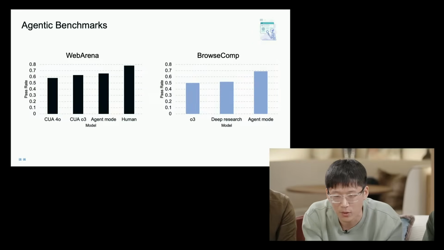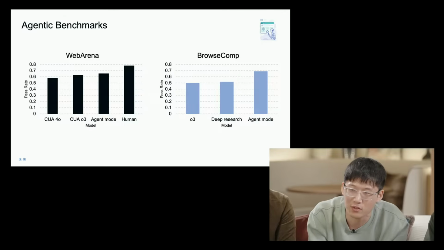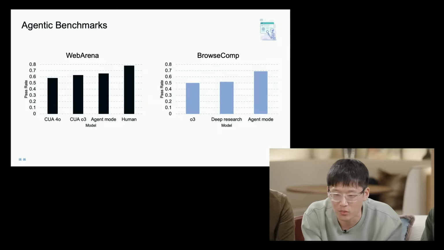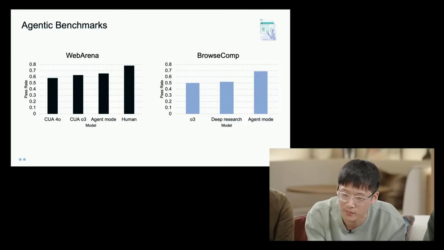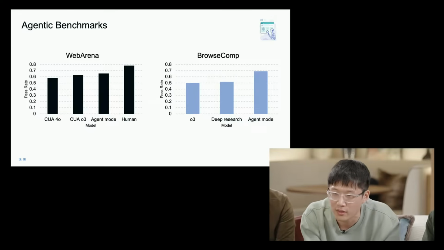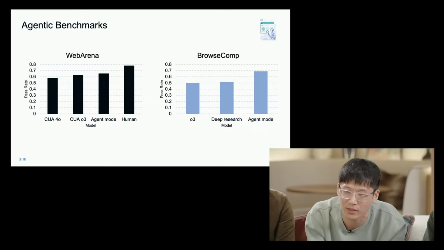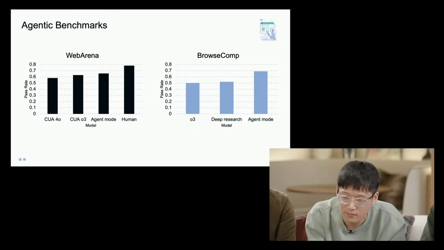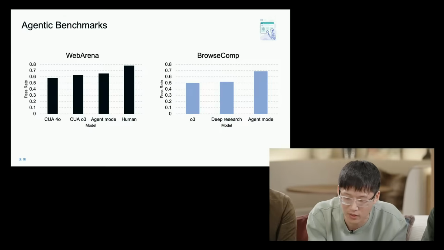Next, we evaluate the model on two agentic benchmarks. WebArena is a benchmark that measures web agents' ability to solve real-world web tasks. The agent model improves over the previous o3 model that powers the core. BrowseComp is a benchmark we introduced earlier this year that measures a browsing agent's ability to search and locate information. The agent model significantly outperforms o3 and deep research on this benchmark, achieving a 69% pass rate.